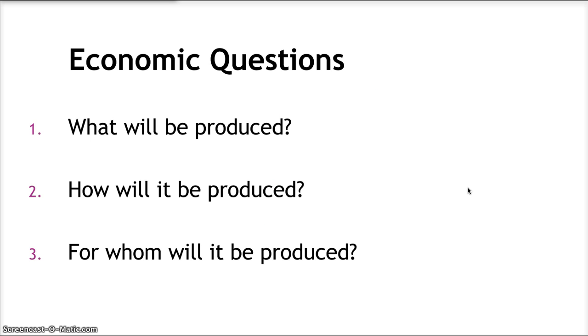Moving on. In order to deal with the economic dilemma, there are three questions, as you can see in front of you, that need to be addressed. Now, this is a good moment to stop and talk about certain types of questions. You can see them here. What will be produced, how will it be produced, and for whom will it be produced? In economics, there are really two types of questions that we look at. They're called normative and positive.